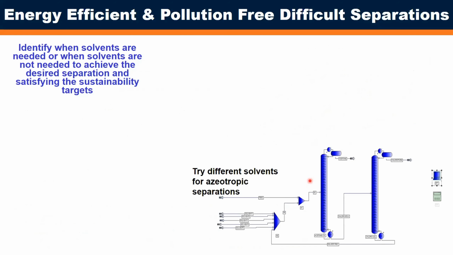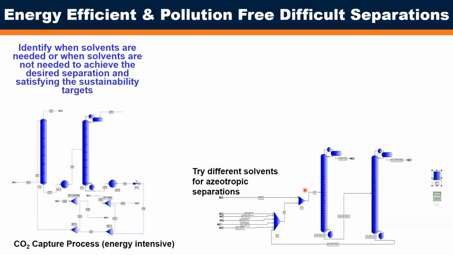So we don't want to complicate the system more than necessary. So we really need to think about when solvents are needed and when they're not needed in order to get both the separation that we're looking for, but also satisfying the sustainability targets. So here's an example where we're looking at evaluating a variety of solvents for doing azeotropic separation. And we'll talk about a specific example here in just a few. One of those that are classic is CO2 capture processes where solvents are used to capture CO2 from a flue gas and then regenerated and recycled.